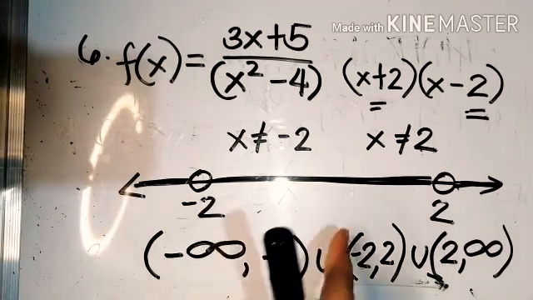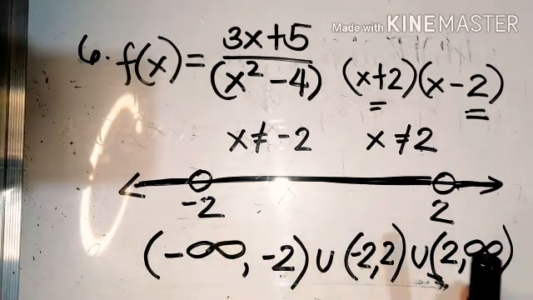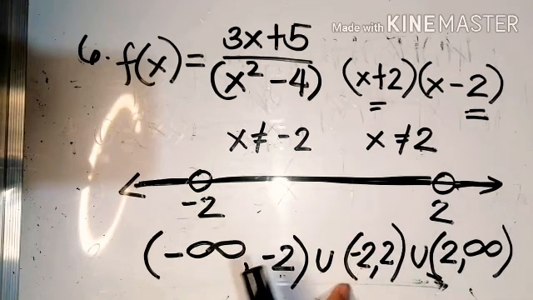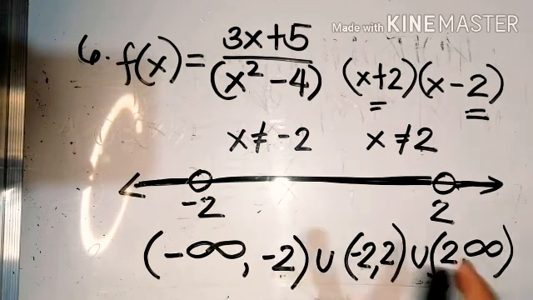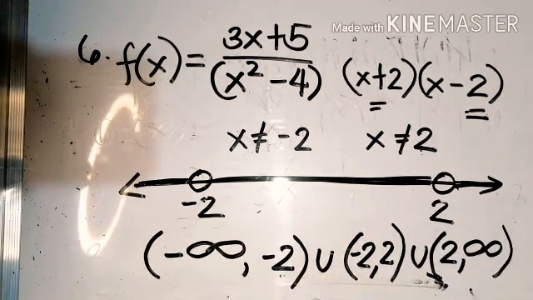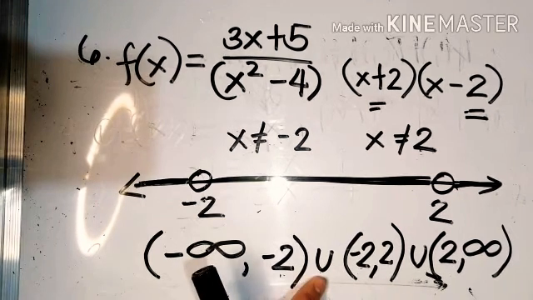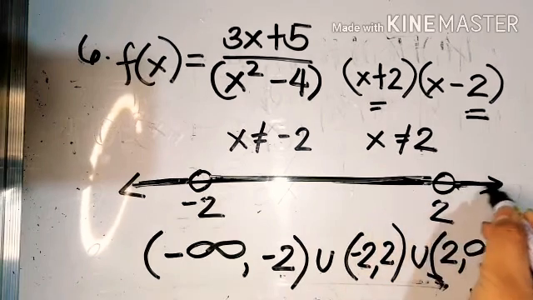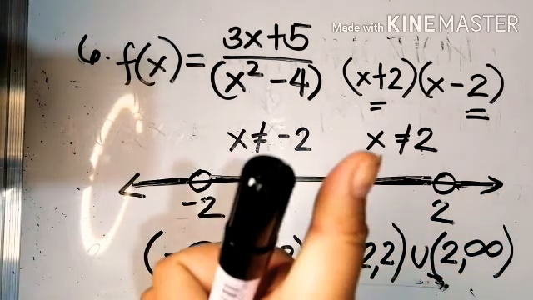Then, union of 2, comma, positive infinity. Kasi mga positive numbers pwede maging domain o value ng x. So, sa gitna ng negative 2 at 2, included. Kaya, kung makikita natin yung gitna ay ganyan yung pagkakasulat natin sa interval notation. Maliban lang sa negative 2 at 2.